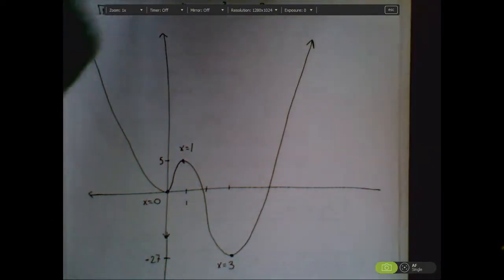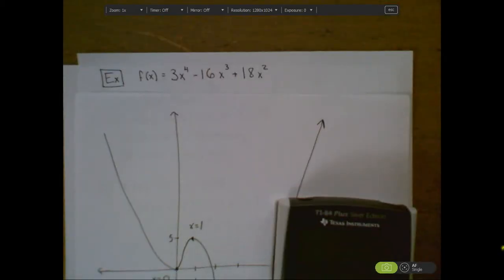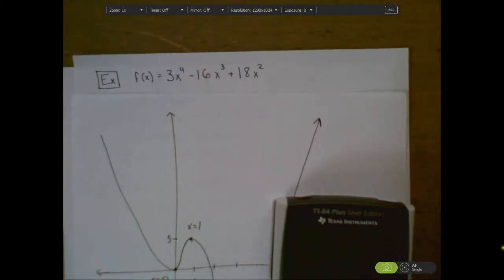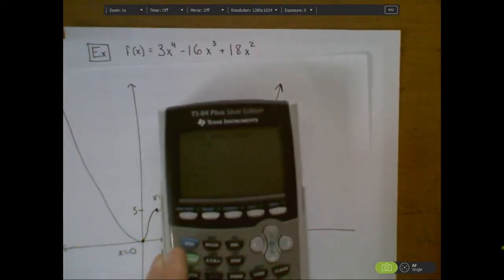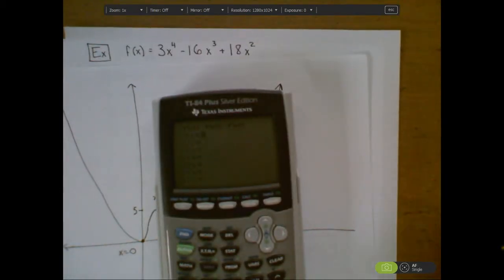Let's verify our work by typing it into the calculator. Let's see what our calculator has to say. I'm going to clear this. Let's type in our function. I don't know if you can read this very well, but this is the function 3x to the 4th minus 16x cubed plus 18x squared, and I'm going to say graph.